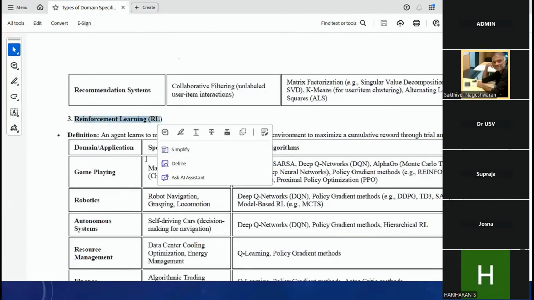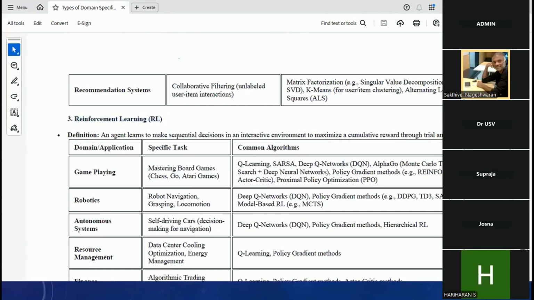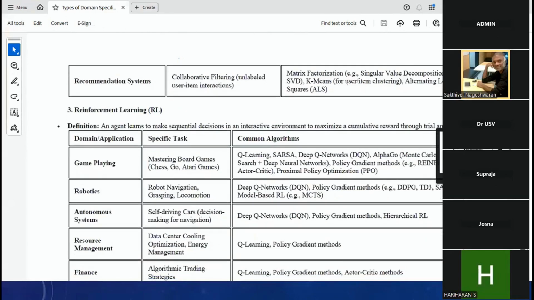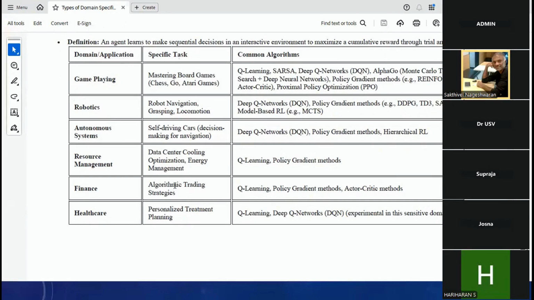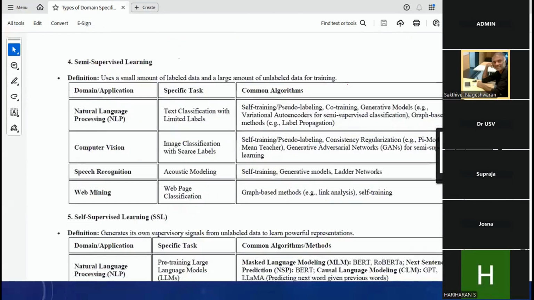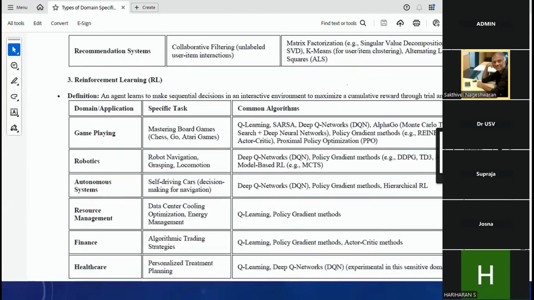And now we go to reinforcement learning. If you are interested in games, all the game playing will be coming under here. Robotics and autonomous systems, for example, a self-driving car or a navigation system that supports going at a higher speed in a particular direction. Next one, resource management, especially in optimization techniques. And finance and healthcare, of course, healthcare can be used in both supervised and unsupervised algorithms. So this is about reinforcement.